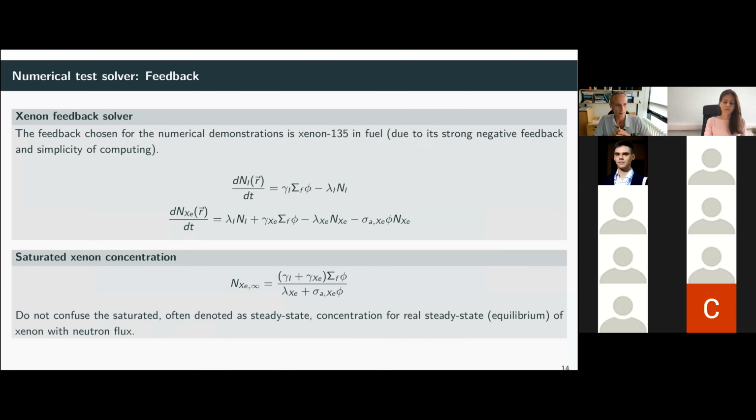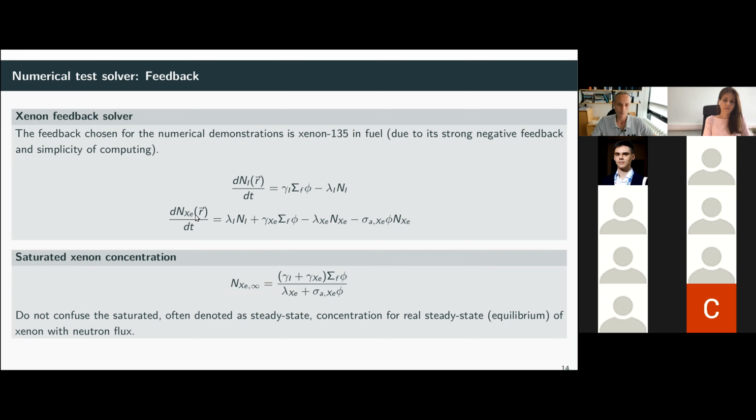So that was the criticality solver. Let's take a look at the solver that I'm going to use for the feedback. I'm not going to use the thermohydraulic solver for the temperature field, because I'm going to use the xenon 135 feedback in my test calculation. The reason for this is that the solver for the xenon concentration is very simple. It's given by these equations, which are much simpler than the equations for thermohydraulics. At the same time, the feedback from xenon is very strong. It's a strong negative feedback, and it acts with a large delay.